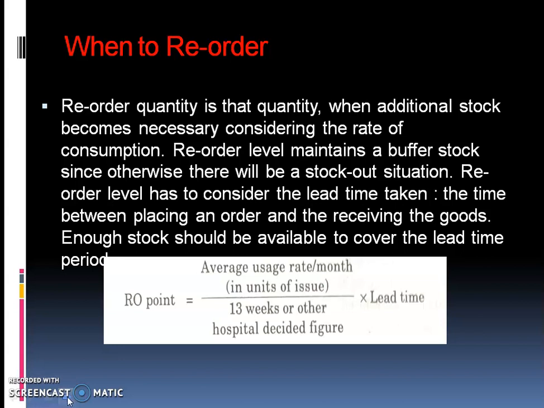Reorder level has to consider the lead time taken, so the time between placing the order and receiving the goods. Enough stock should be available to cover the lead time period. So the reorder point is the average usage rate per month in unit of issue, divided by 13 weeks or other hospital-decided figure, into the lead time.